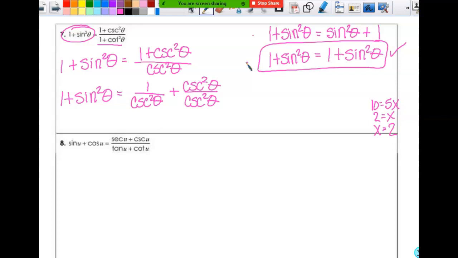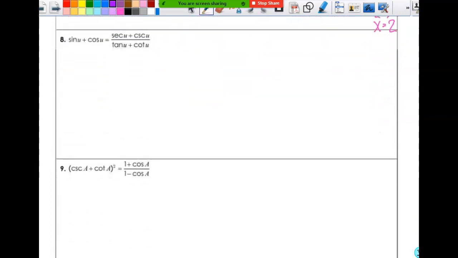What happened? Oh, all right, so number 8. The right-hand side looks way worse than the left-hand side. I think we would agree on that as well. So I'm going to rewrite the left. Sine u plus cosine u equals.